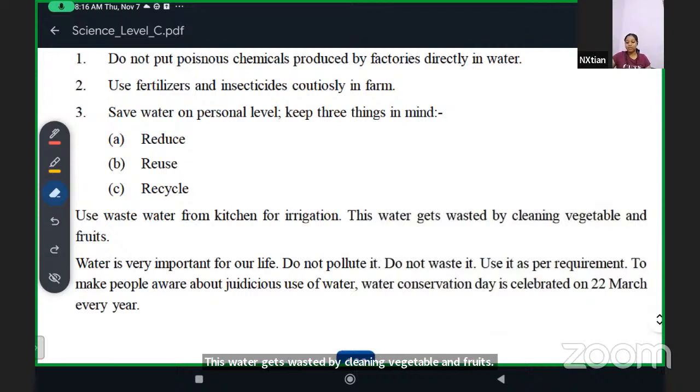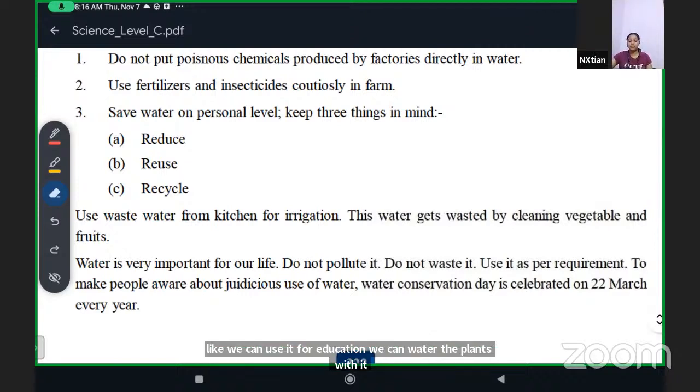Like the water that we use to clean the vegetables and fruit, we can use it for irrigation. We can water the plants with it. Right. So in this way, we can reuse the water. Okay, we can reduce its wastage.